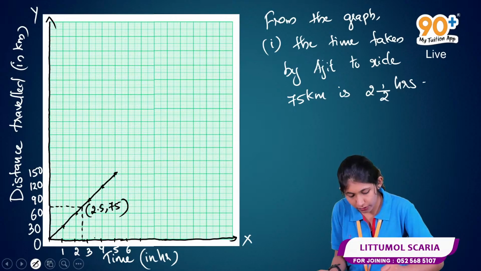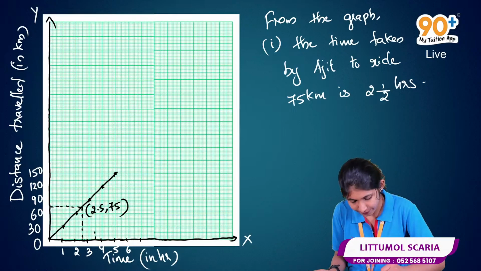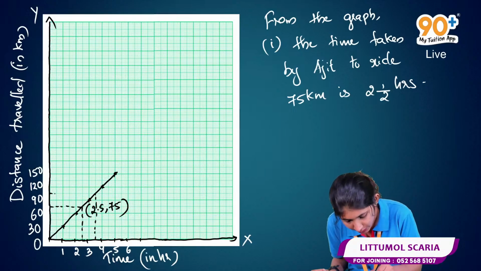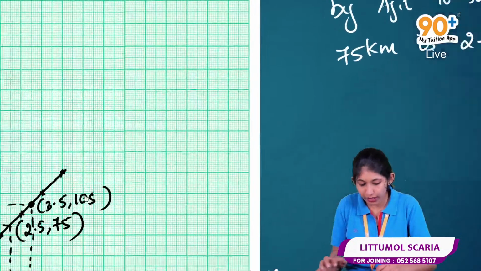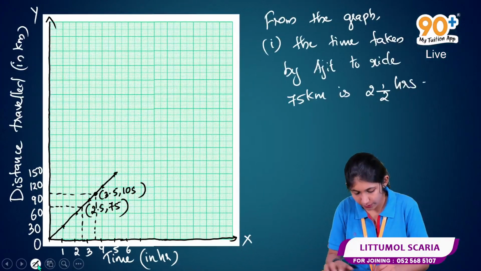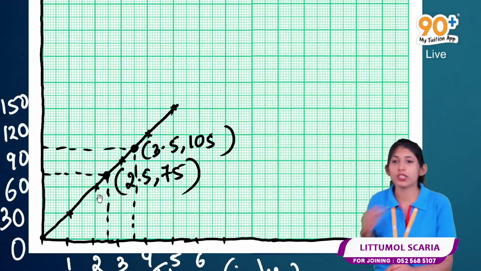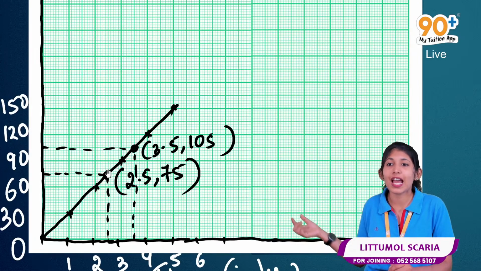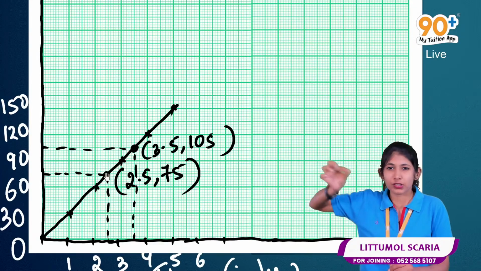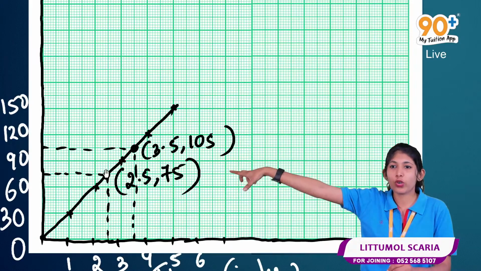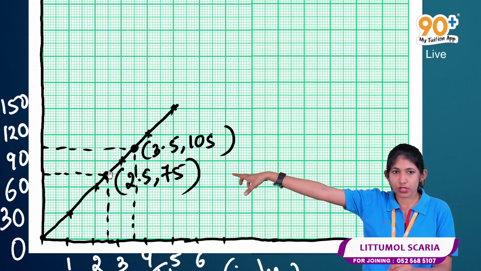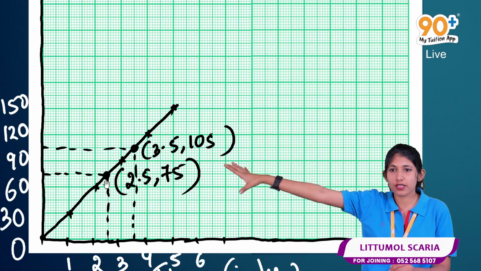So show it on your graph. 3.5, right? 3.5 here also. 3.5 comma 105. Okay, one more thing. In your graph, when you are plotting like this, put a big dot, okay? The point where you are joining, just put a bigger dot, so that the questioner will understand this is the exact point that you meant. Put a bigger dot to locate this point.